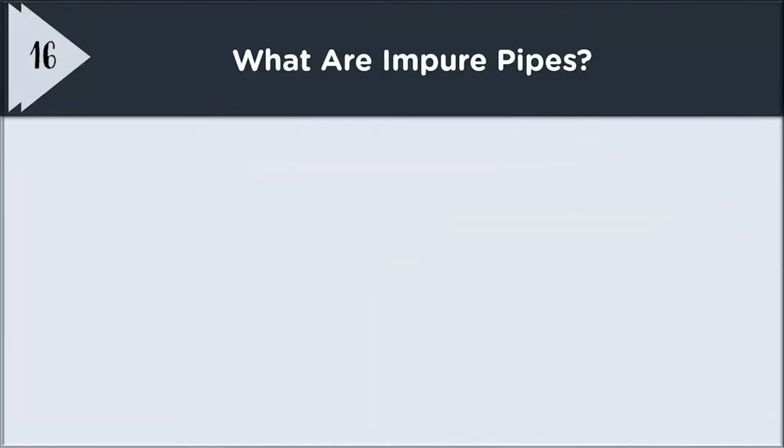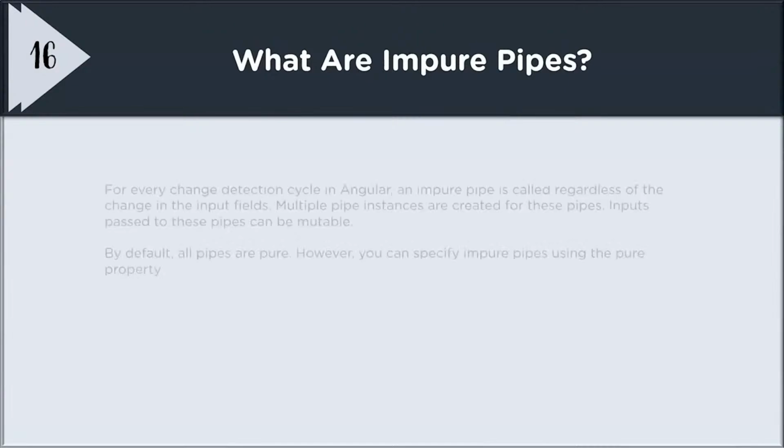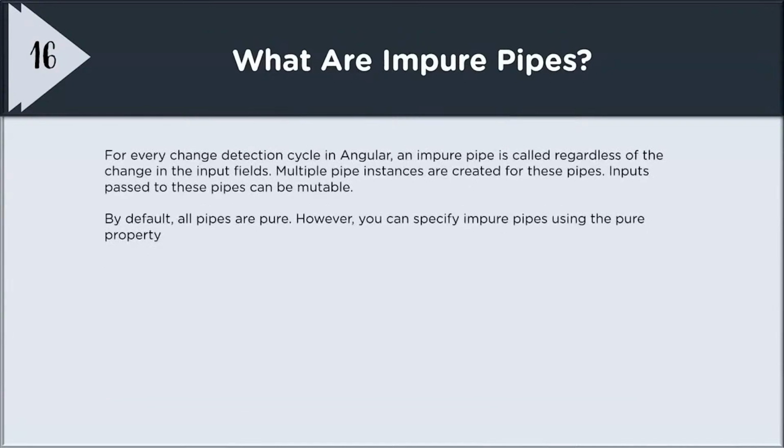Next up, what are impure pipes? For every change detection cycle in Angular, these impure pipes are called regardless of the change in the input fields. As long as there's a change detected, these pipes are called. As a result, multiple pipe instances are created for these pipes. Inputs passed to these pipes can also be mutable. By default, all pipes are pure. However, you can also mention impure pipes using the pure property.